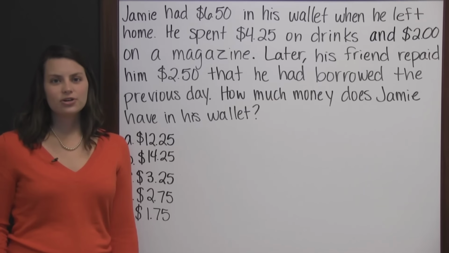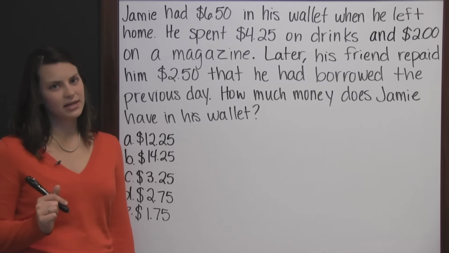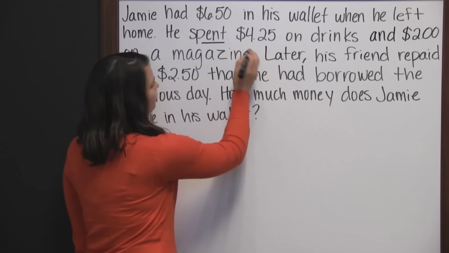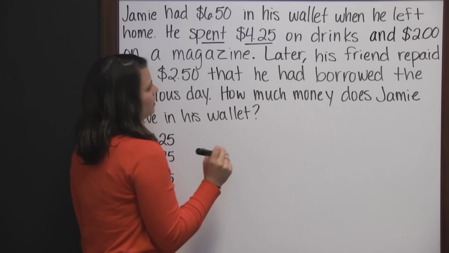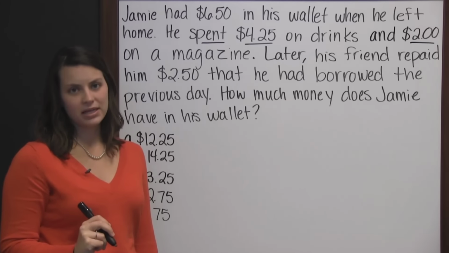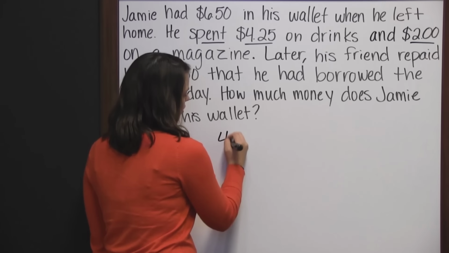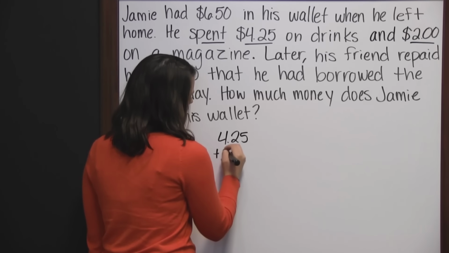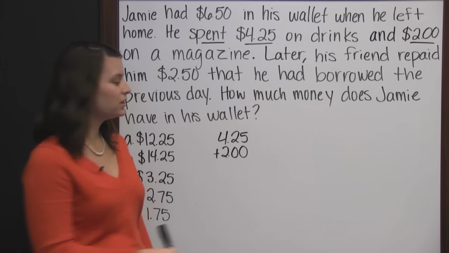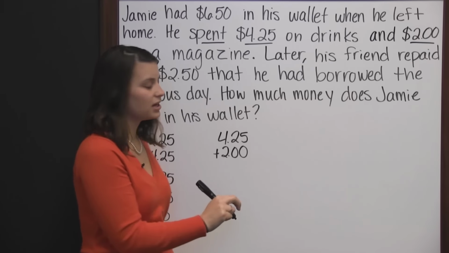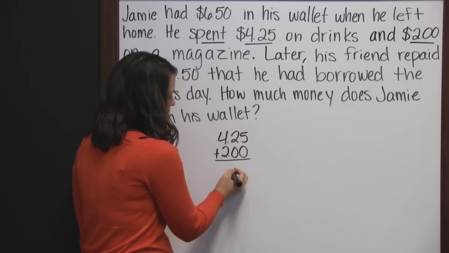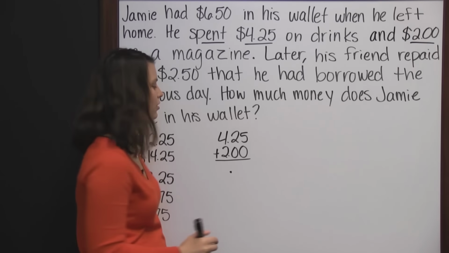So the first thing I'd like to do is find the total amount of money that Jamie spent. And I see that he spent $4.25 and $2. So to find the total amount of money he spent, I need to add $4.25 plus $2. And it's very important that whenever you add or subtract numbers with decimals, you line up the decimals. So now I'm ready to add, and I can just bring my decimal down before I even start.